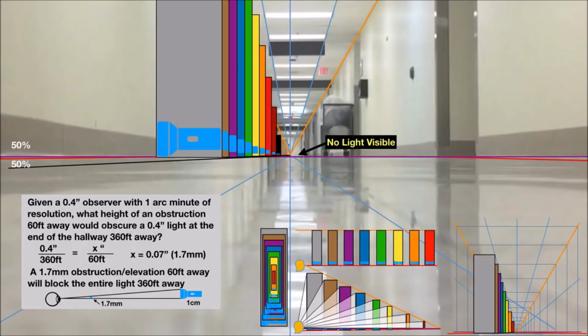So here's a practical example. Given a 0.4 inch observer height with the 1 arc minute of resolution, what height of an obstruction 60 feet away would obscure 0.4 inches of light at the end of a hallway 360 feet away? It's just the same thing. Now I'm using a flashlight and an obstruction instead of a golf ball and an obstruction. And we find that just 1.7 millimeters would block the entire light 360 feet away.